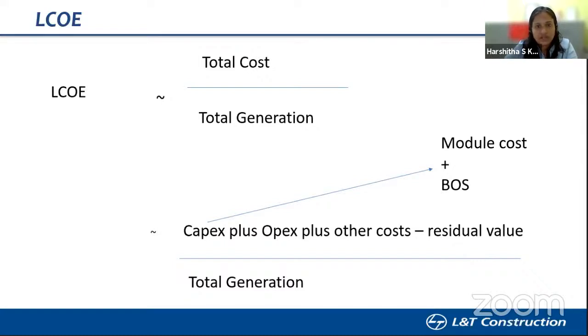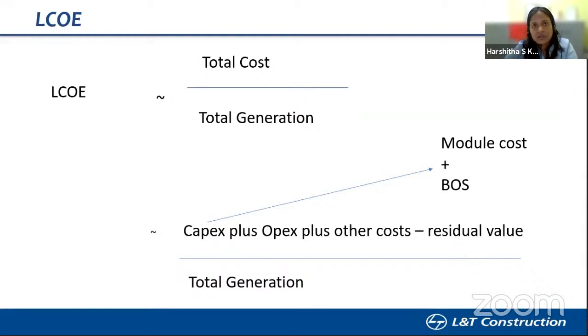Now, for this particular analysis, I'm assuming that the module cost on a per watt peak basis remains the same, from 400 watt peak to as high as 600 as well, which may not be the case. So we need to again analyze that on a project specific basis. So assuming that the module cost on a per watt peak is the same, then the major other factor which impacts the LCOE is the BOS cost.